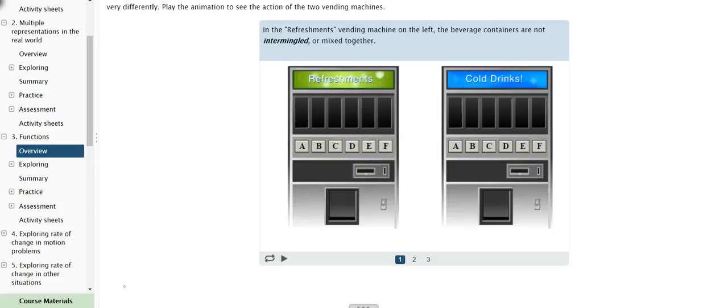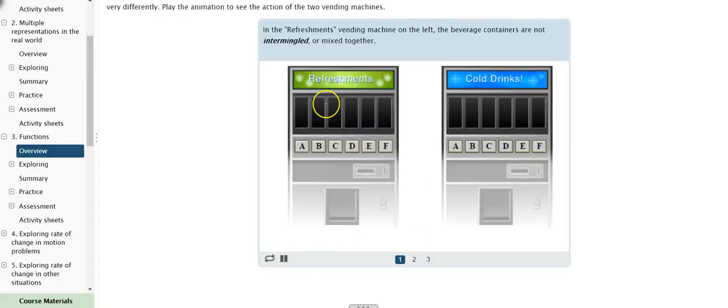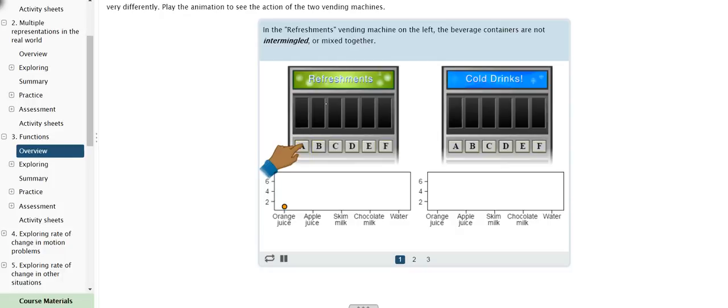In the first one we have the refreshments vending machine, in which beverage containers are not intermingled, which means they're not mixed together. Let's look at what happens when a customer goes to get a drink at the refreshment machine. If they hit A, they're going to get orange juice. If they hit B, apple juice. If they hit C, skim milk. If they hit D, they're also going to get skim milk. If they hit E, chocolate milk. And if they hit F, water.